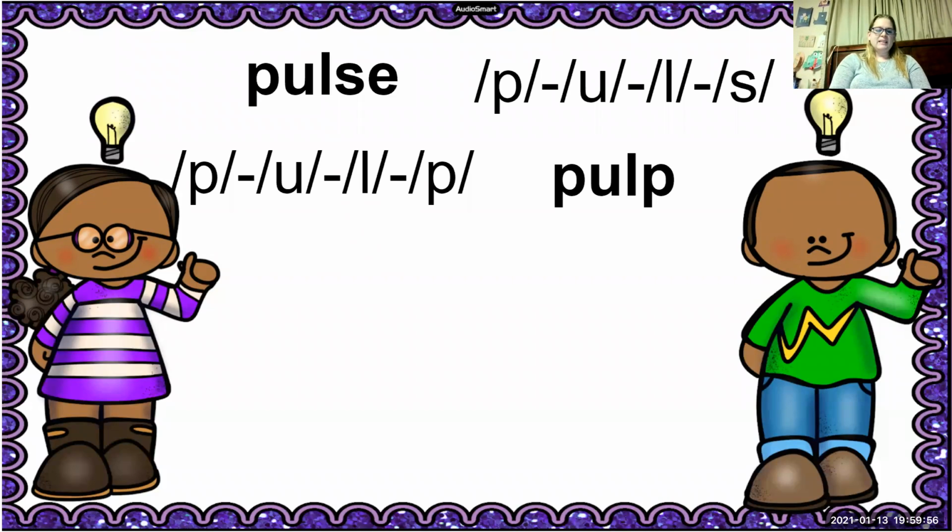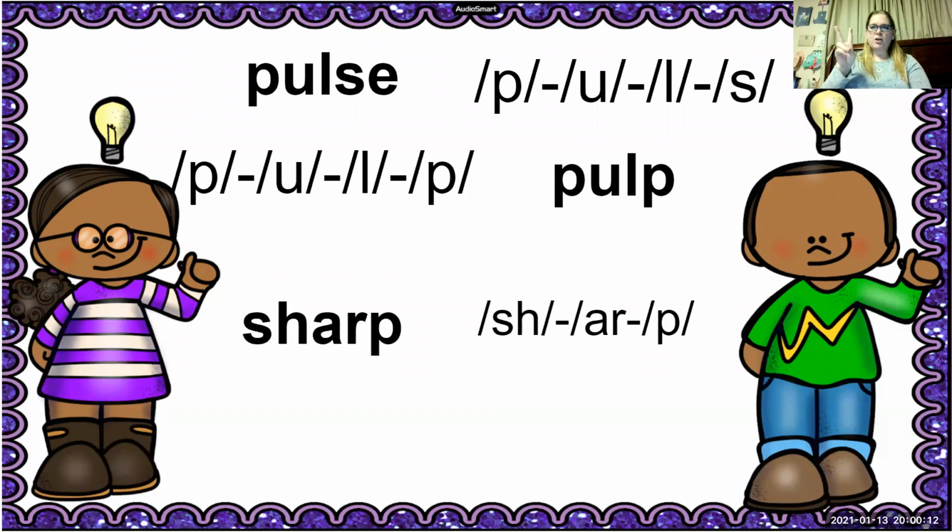All right, the next sentence. The table has a sharp corner. Sharp is the word on the curve. How many sounds do you hear in sharp? I hear 3. I hear sharp, sharp.